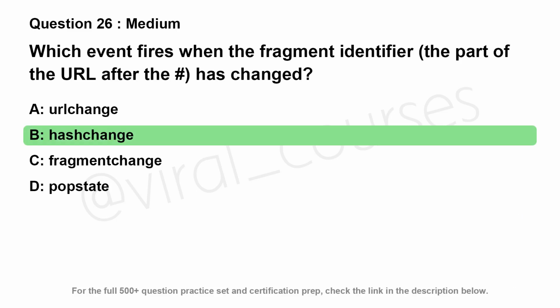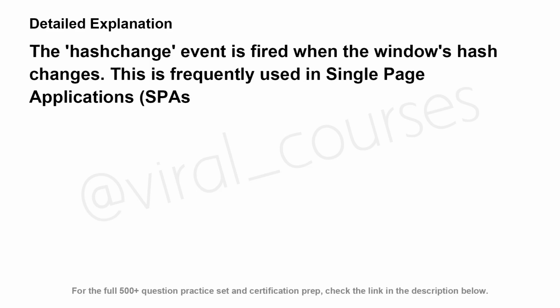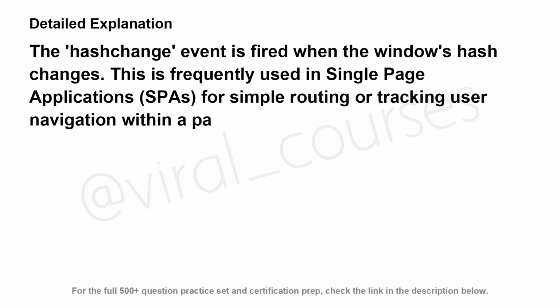The correct answer is B. The hashchange event is fired when the window's hash changes. This is frequently used in single-page applications, SPAs, for simple routing or tracking user navigation within a page.